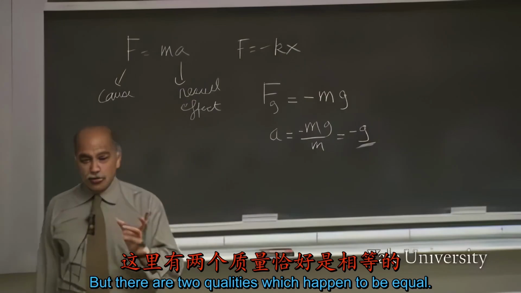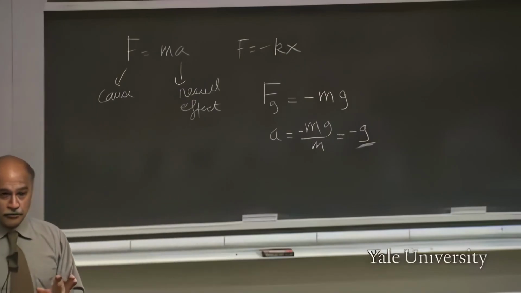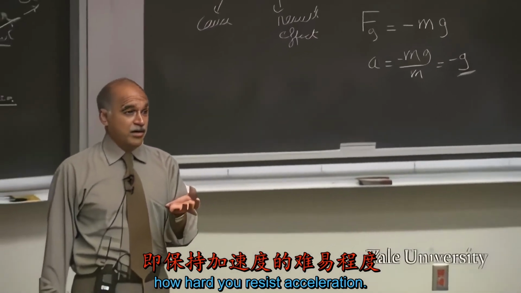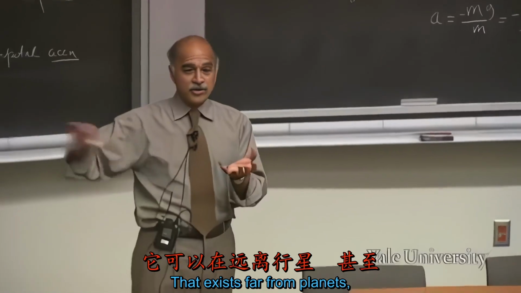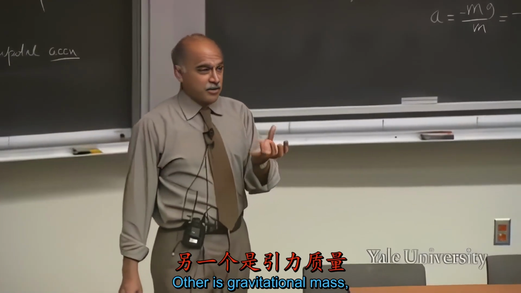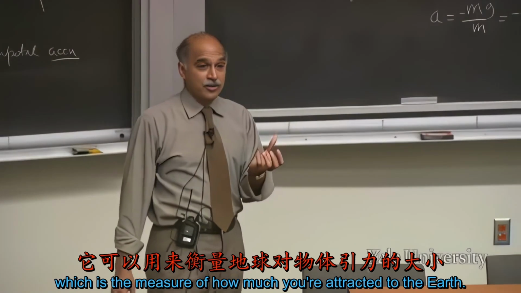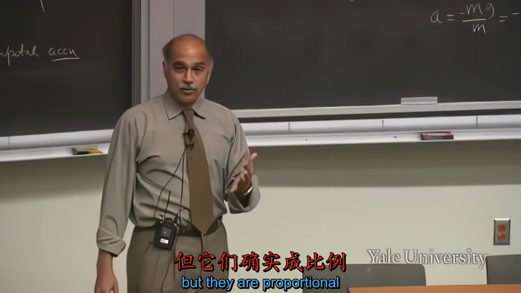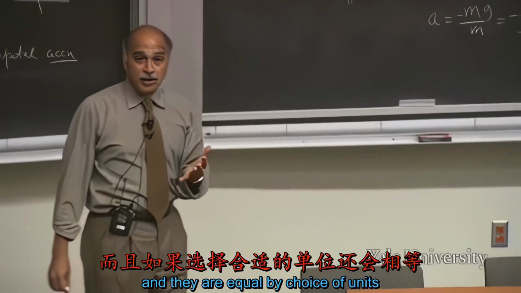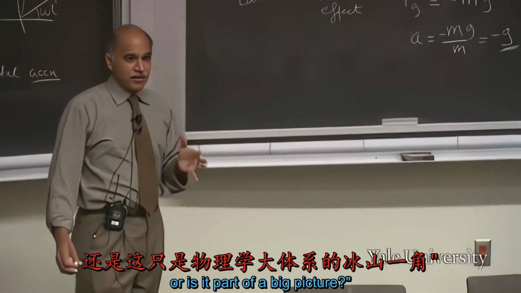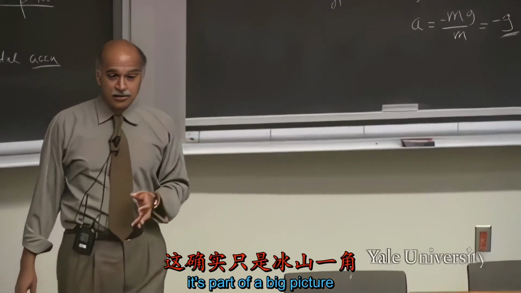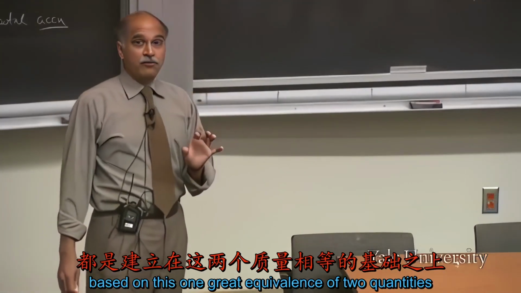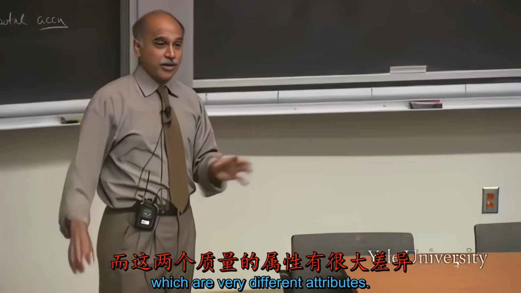But there are two qualities which happen to be equal. One is inertial mass, which is how much you hate your velocity to change, how hard you resist acceleration. That exists far from planets, far from everything. The other is gravitational mass, which is the measure of how much you're attracted to the earth. There's no reason why these two attributes had to be proportional. But they're proportional and they're equal by choice of units. And you can ask, is it just an accident or is it part of a big picture? It turns out it's part of a big picture. And all of general relativity is based on this one great equivalence of two quantities which are very different attributes.